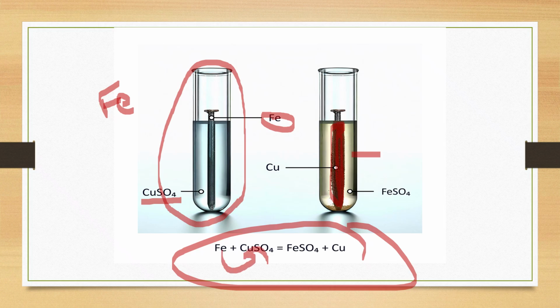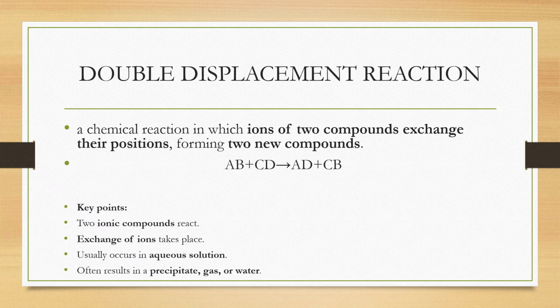Okay, now moving towards our last topic, types of reaction: double displacement reaction. As you have learned about single displacement, only one element is displacing the other element. Here both the ions are replaced. What is the meaning of this term? In this particular type of reaction, the ions of the two compounds you have taken exchange their position and they form two new compounds.